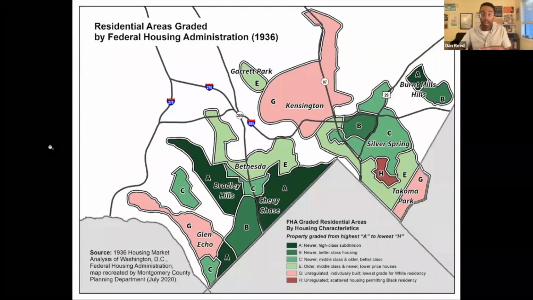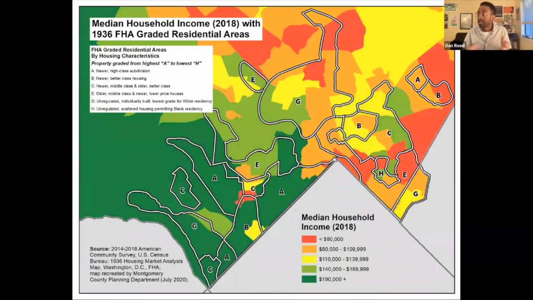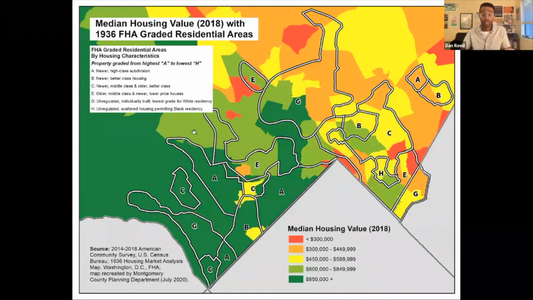This is a zoom in of the inside of the Otway part of Montgomery County. This is that map from 1936. Here's a map from 80 years later showing the racial makeup of those same neighborhoods. You can see what these neighborhoods were graded on a map in 1936. And the split is very clear, right? And that tracks with median household income. And it's so fine grained. And that tracks with home values. These were the areas on the left hand side that 80, 90 years ago, the federal government said these are the highest end neighborhoods. And today, they remain as such.